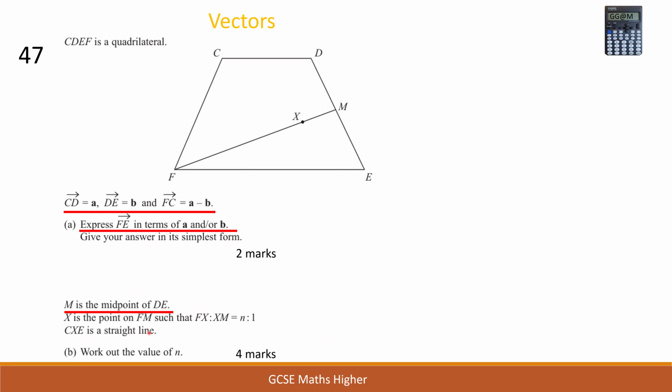X is the point on MF. So from here, but X to F to X to M is in the ratio N to 1. So F to X, this distance is N, and X to M is 1. So if this is N, this is 1. You're told that CXE is a straight line. So if you go from C to X to E, these are all in a straight line. You've got to work out the value of N.